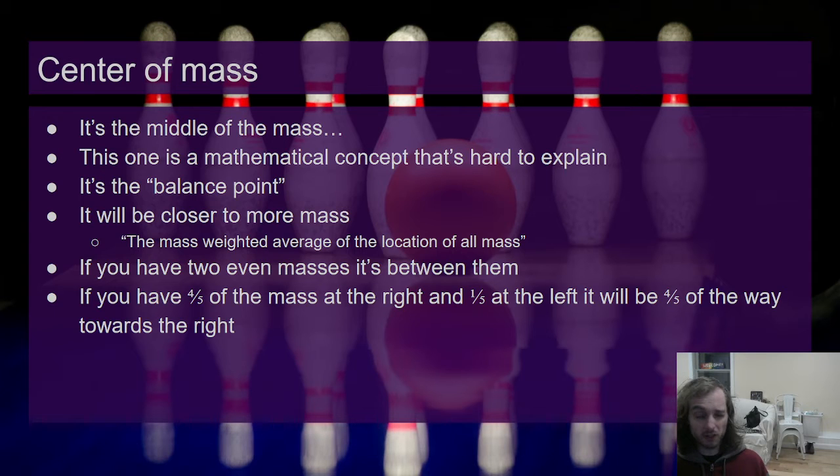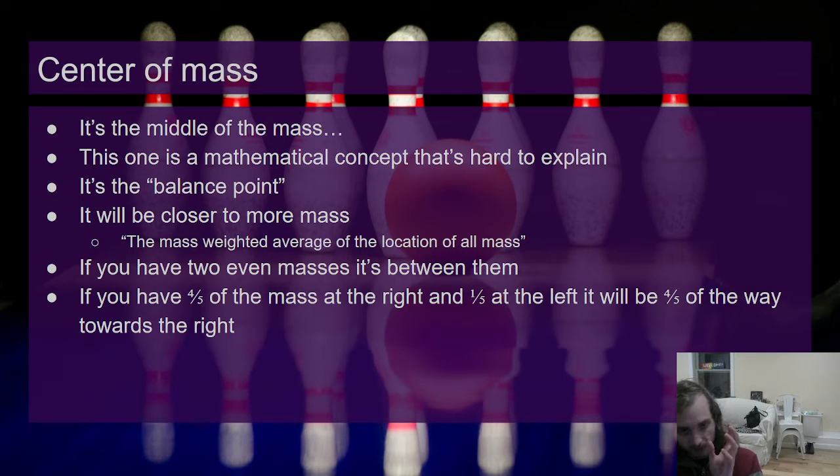It will function as a balance point. So a lot of times if you're thinking about where you would put your finger on the object to keep it balanced, that would be what the center of mass tends to work like. Generally speaking, a good way to think of it is that it's closer to more mass. So the more mass you have in a spot, the closer the center of mass will be to that spot. Which means that if you've got two even chunks of mass, center of mass will be directly in between them.